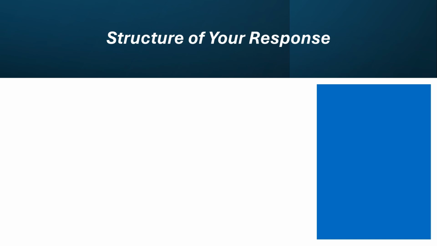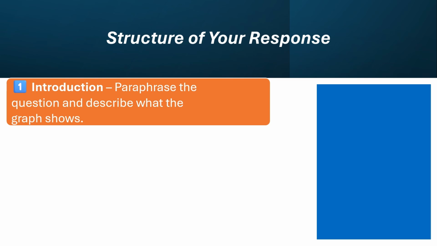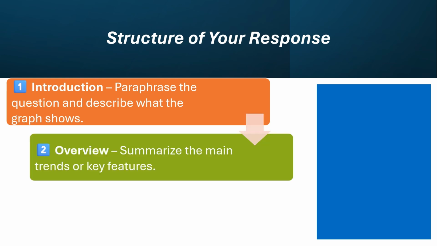Now let's talk about the structure you should follow in academic writing task 1. Your response should be organized into 3 key parts. First, you begin with an introduction, where you paraphrase the question and briefly describe what the graph, chart, table, or process diagram presents. Next, you write an overview, summarizing the key trends or main features. This is an essential part of your response, as it helps the examiner understand the big picture before you discuss details.